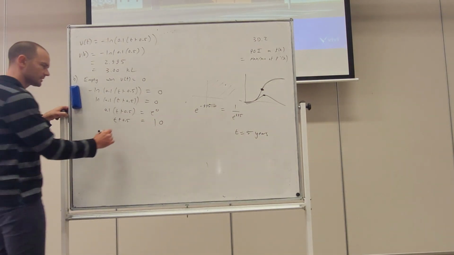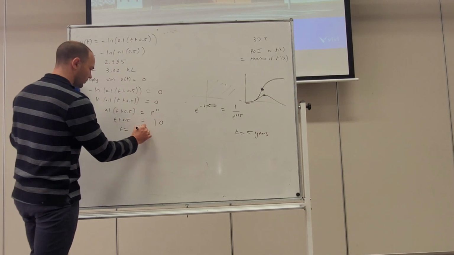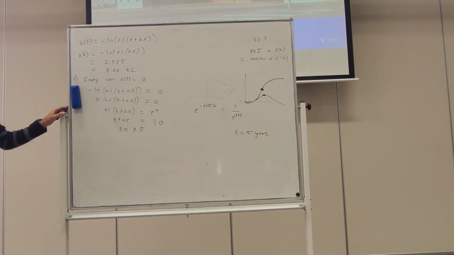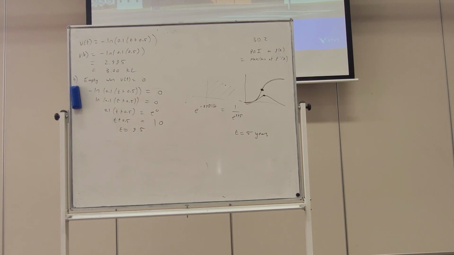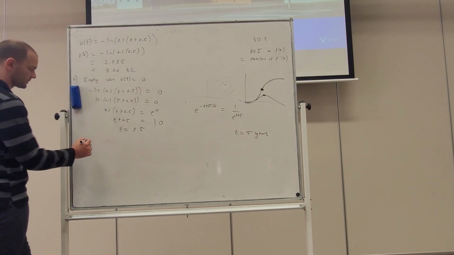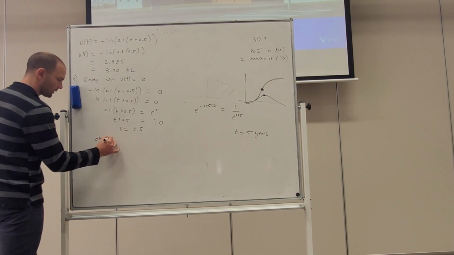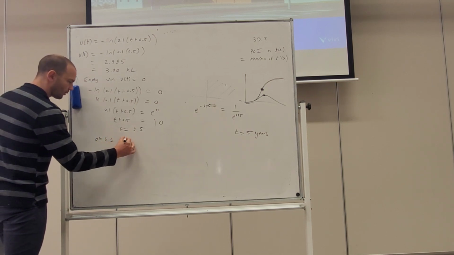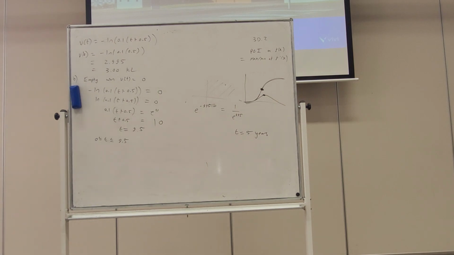Alright, which gives us t is 9.5. So after 9.5 minutes, the tank is empty. Okay, so hence state an appropriate domain for the function over which it's valid. Well, it's going to be valid between 0 and 9.5 minutes.